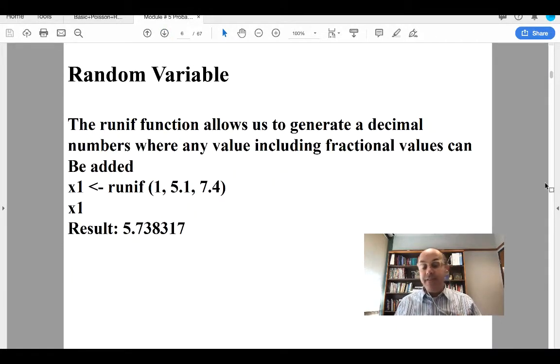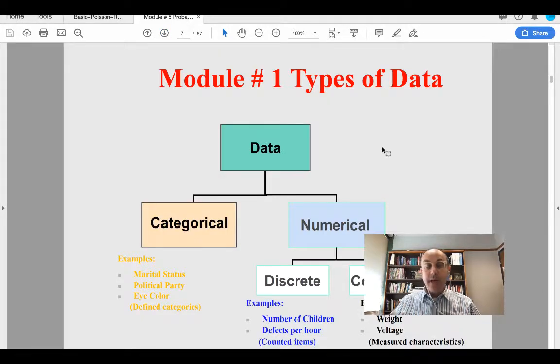Another function that is really important is the runif function, which allows us to generate numbers where any value, including fractional values, can be added. For example, if I say x1 and I say runif, and I want you to add to the sample the numbers 1, 5.1 and 7.4, the result will give us those numbers in the sample.